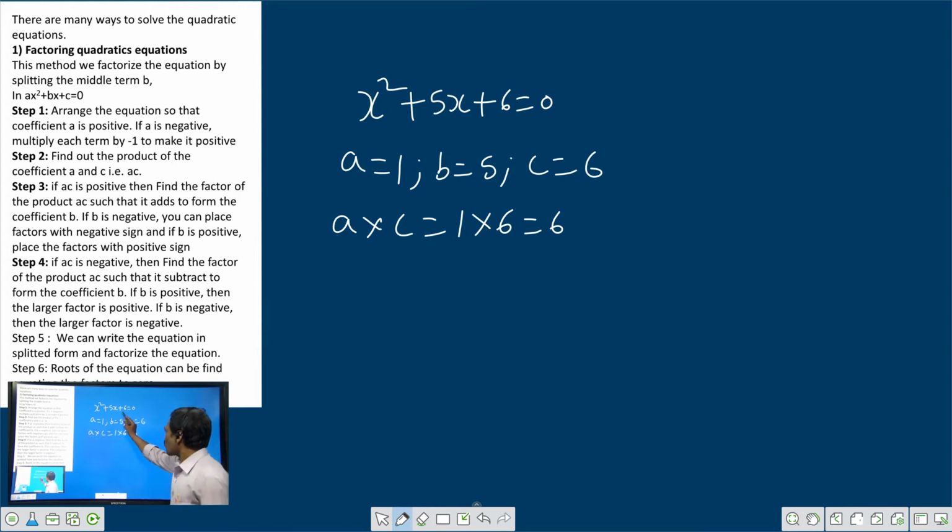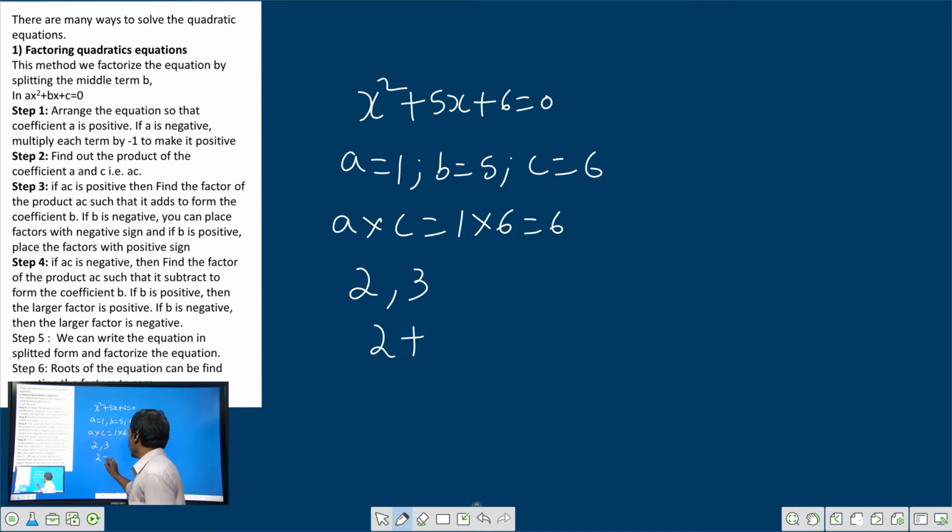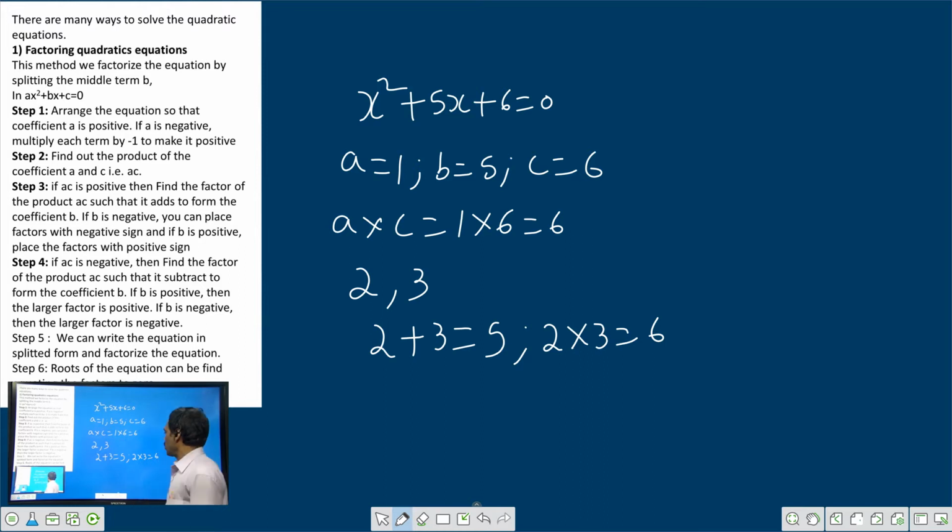Now definitely, see, I am assuming, and you can check; I am not putting blindly. See, 2 and 3 are taken. If I add 2 plus 3, I get 5. If I multiply those, 2 into 3, I get 6. Correct? Either I add or subtract, I am adding and getting 5. Is it satisfying the middle term? Yes, so it will be 5x. Not only that, if you multiply these, I should get the product AC value, here 6. So my two factors are 2 and 3.